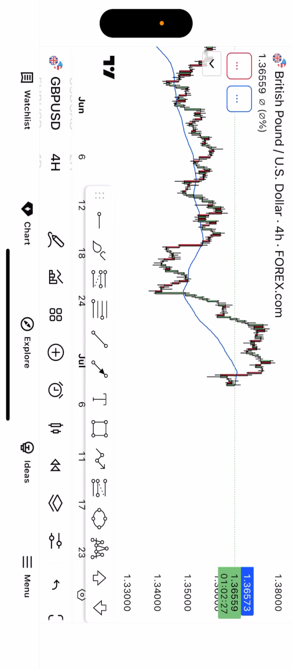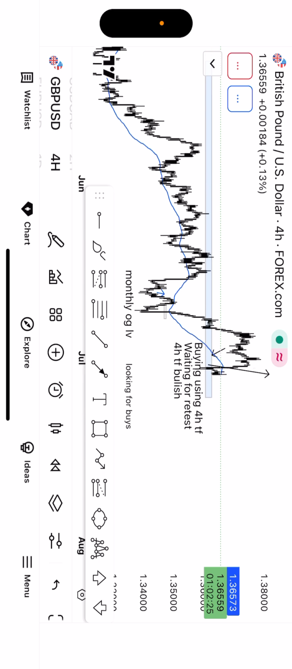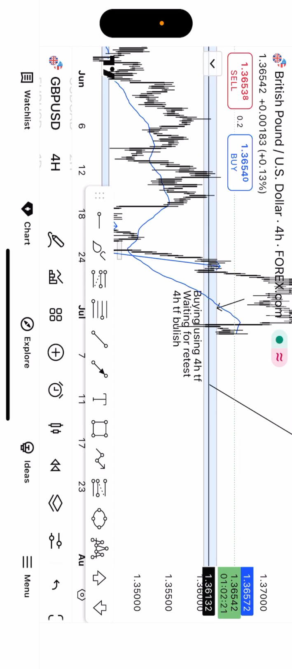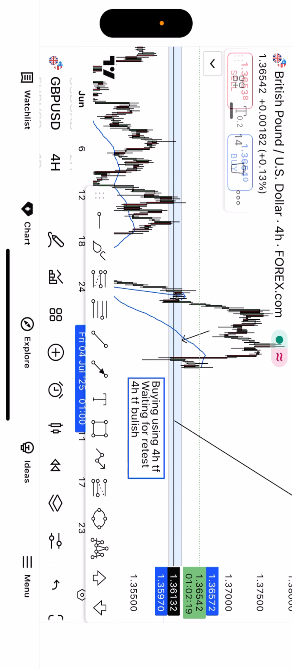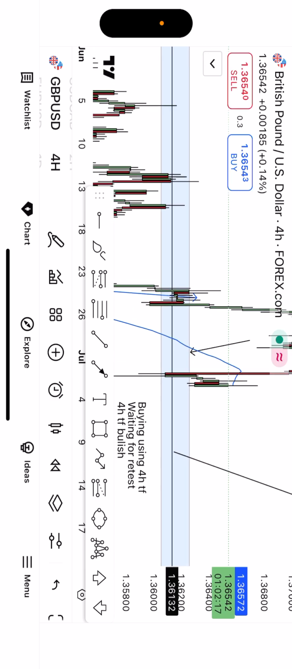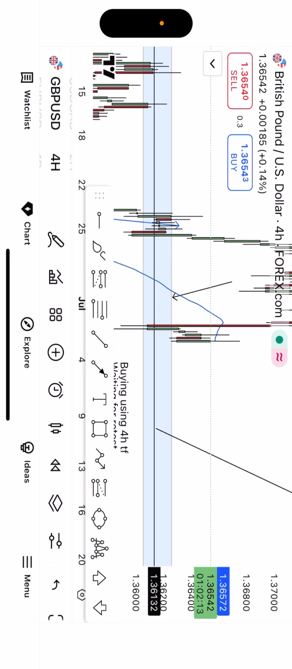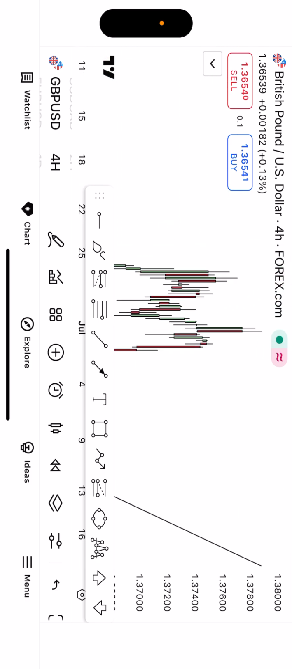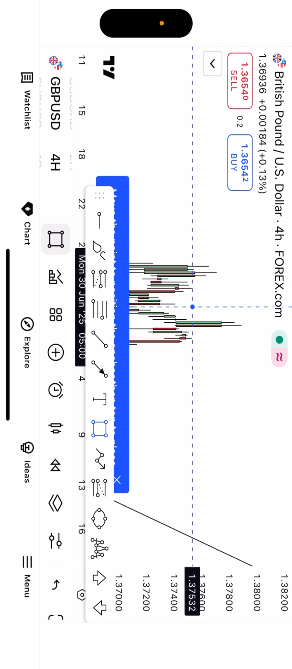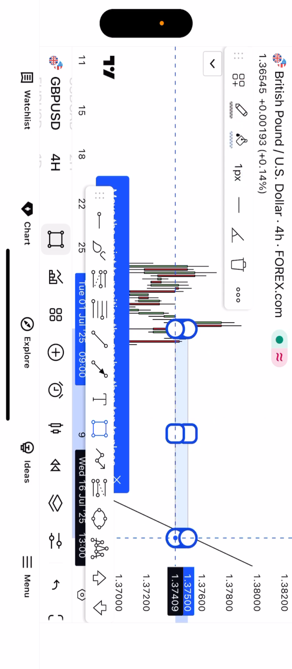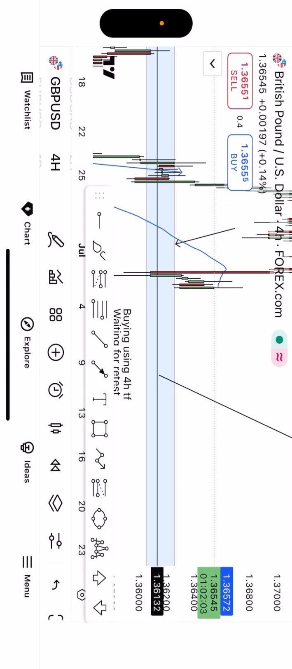And second, we have GBPUSD. GBPUSD, I was looking for buys, and you can even see I was buying using the 4 hour, waiting for a retest at this zone. You can clearly see the market broke above, but we made a new high, so the 4 hour is now bearish. I can only take this trade after the 4 hour is bullish, which is at this zone here as of now. So there's really nothing I can do.